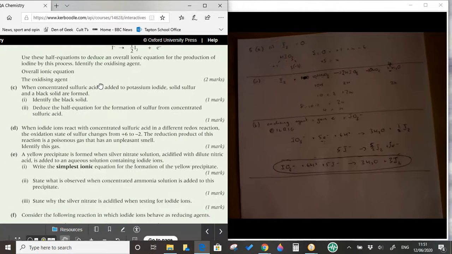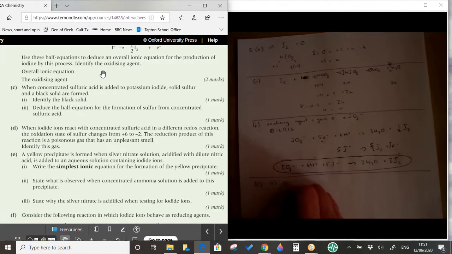So this is going back to our reactions of halogens with sulfuric acid, and unfortunately for a lot of this, we've just got to learn what the answer is. So when concentrated sulfuric acid is added to potassium iodide, we get solid sulfur and we get a black solid, and that black solid is iodine. And it wants us to deduce a half equation for the formation of sulfur from concentrated sulfuric acid.